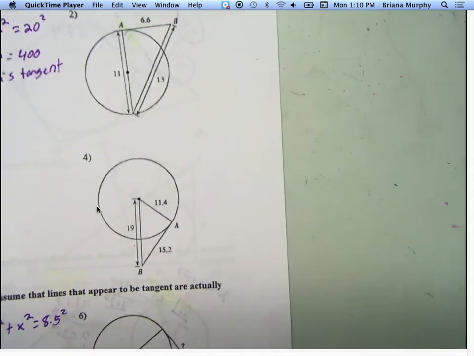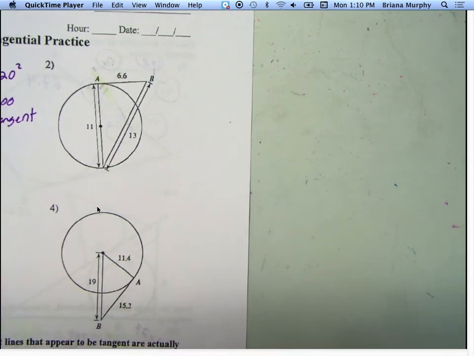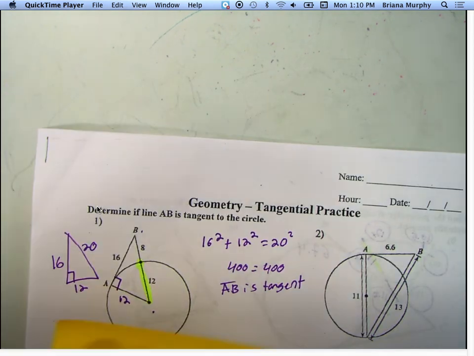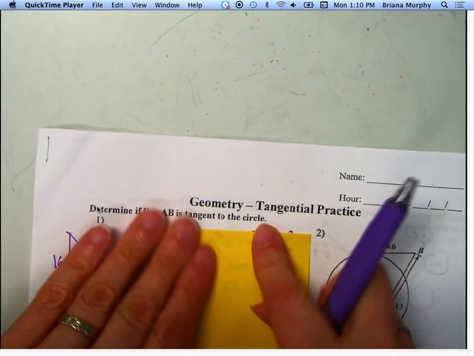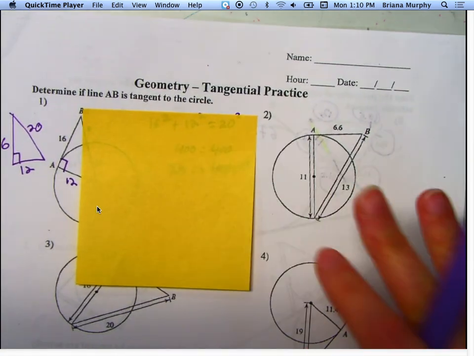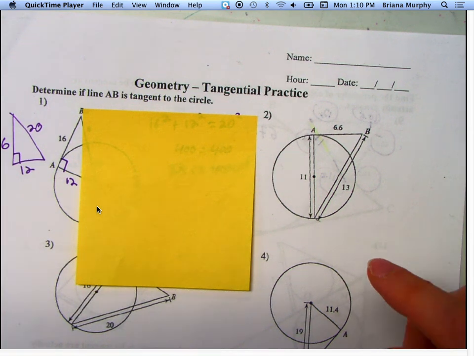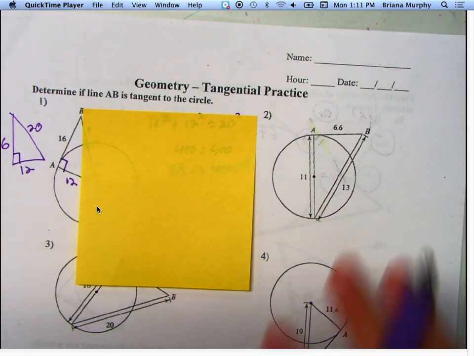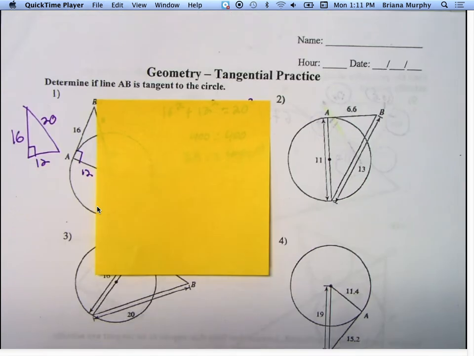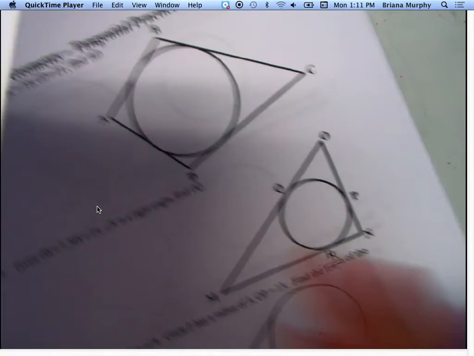Okay, we're going to try number 2 right here. So if we're looking, here, I'll just cover it up. I don't want to give away more than one answer. So if we're looking at geometry tangential practice, I'm going to do the first page. Okay, I want to be clear about this. The first page, front and back, is homework for tonight. So you just have 16 problems. I know it's in a packet, but packet didn't work out in a lot of my classes. So this page, front and back, all 16 problems are due tomorrow.